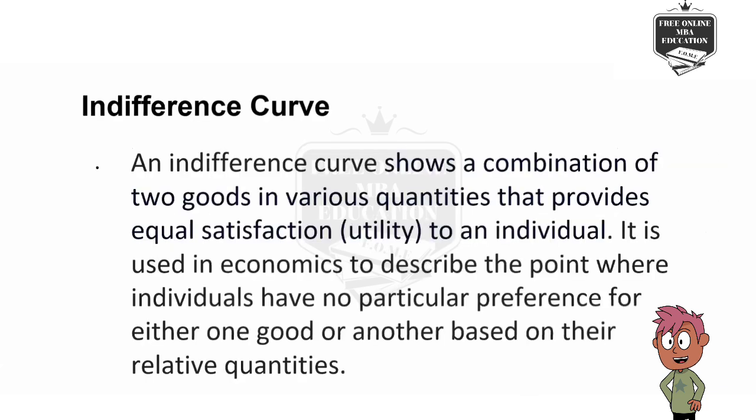Now, the last concept that I want you to understand, as consumers, you already know this, but I still thought I'll give you a brief here, that there is an indifference curve, right? And there is an analysis that we do on the basis of indifference curve. Now, what is this indifference curve? It is a curve that shows you a combination of the two goods in various quantities that provide equal satisfaction to an individual. It is used in economics to define the point where individuals have no particular preference of either one good or another good based on their quantities.